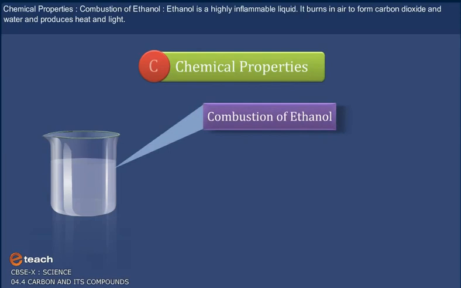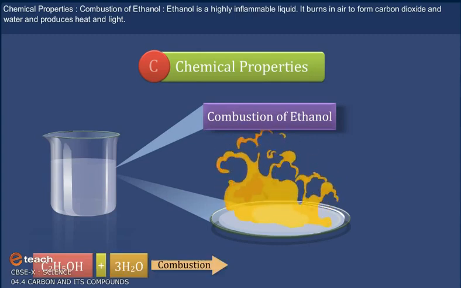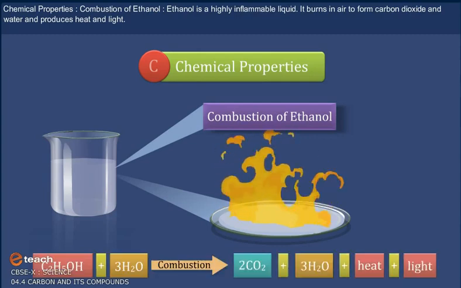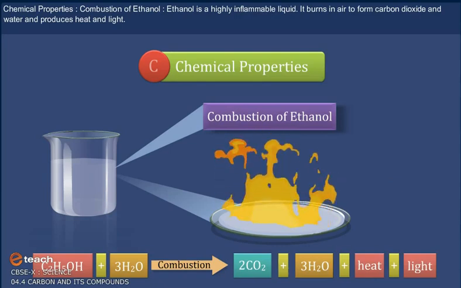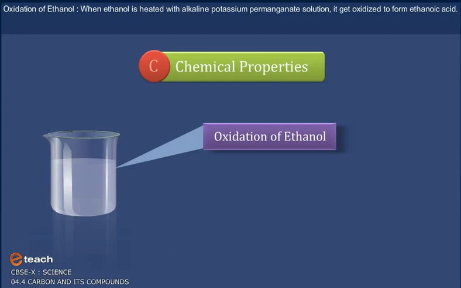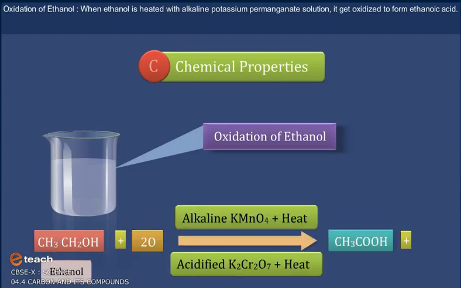Chemical properties. Combustion of ethanol. Ethanol is a highly inflammable liquid. It burns in the air to form carbon dioxide and water and produces heat and light. Oxidation of ethanol. When ethanol is heated with alkaline potassium permanganate solution, it gets oxidized to form ethanoic acid.